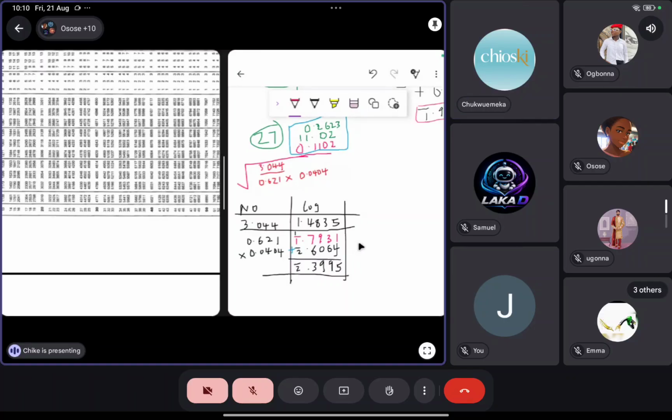All right, so let's go here and now do our 1.4835, which is our numerator, divided by, which is minus, bar 2.3995. So let's see what our answer will be.